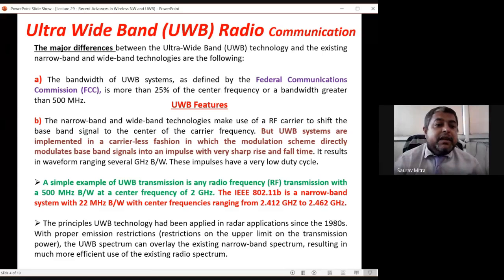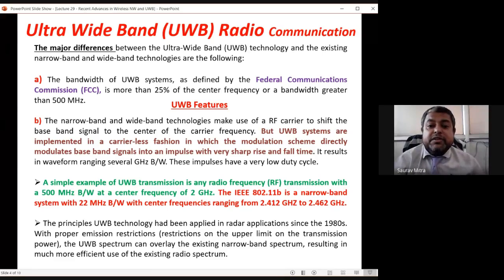The next difference, which is also a feature of UWB, is that narrowband and wideband technologies make use of an RF carrier to shift the baseband signal to the center of the carrier frequency. We know the modulation technique, but ultra wideband systems are implemented in a carrierless fashion. Very important word. Ultra wideband systems are not directly using any kind of carrier, so they are called carrierless, in which the modulation scheme directly modulates the baseband signal into an impulse with very sharp rise and fall time.